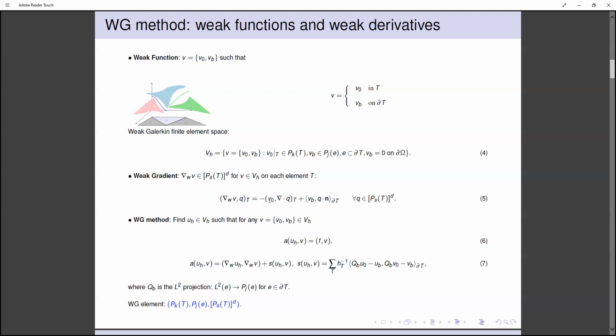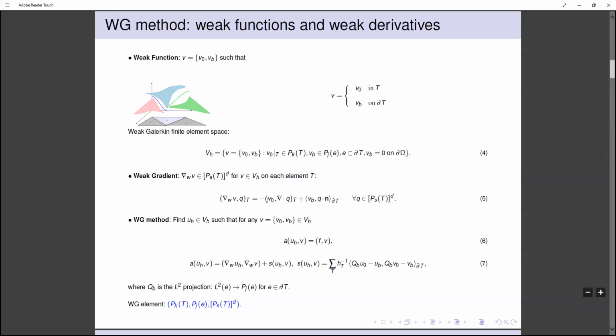Equation 5 comes from the integration by parts formula. Something new here is that here we have v0, here I have vb. vb is not a trace of v0. And v0 and vb are totally independent. I'd like to mention that vb here is a single value on each edge, shared by both sides. I will show you how to compute the weak gradient of v for a given function v later, by examples.